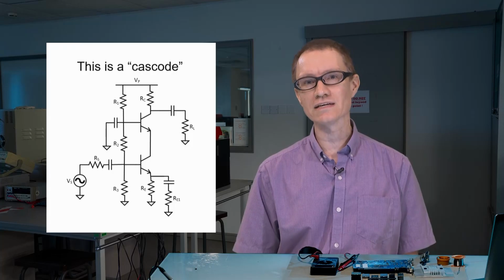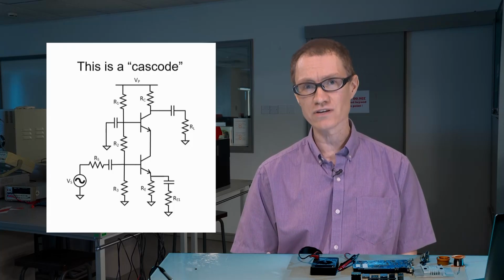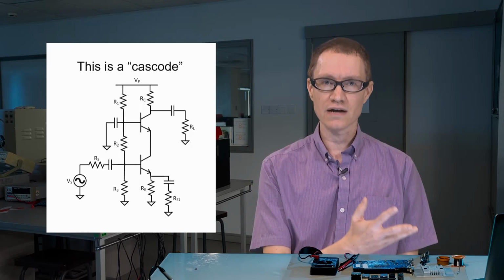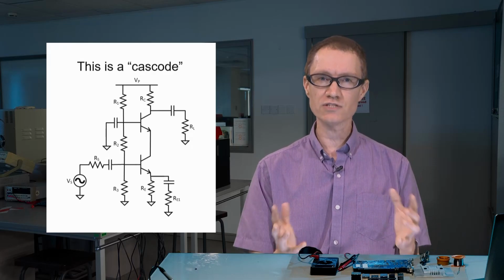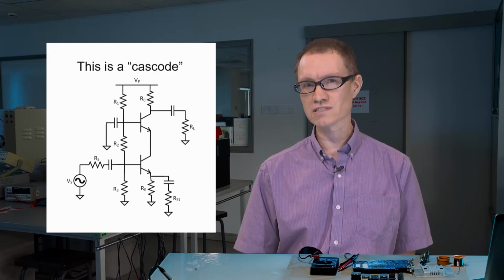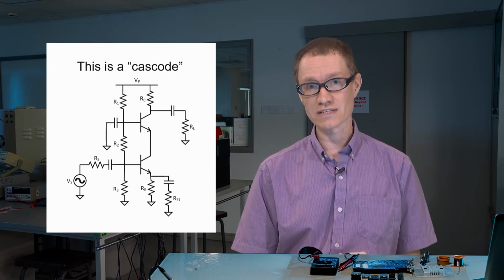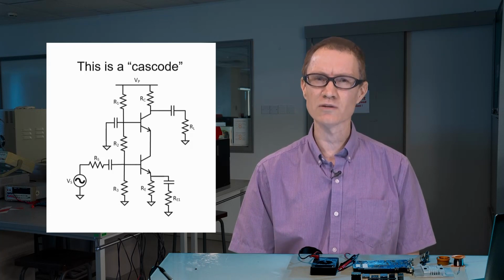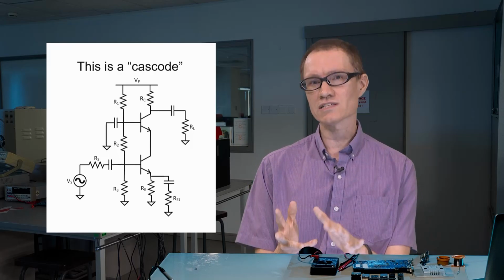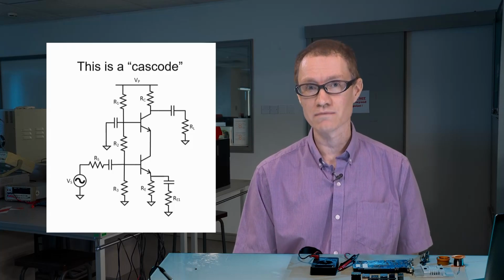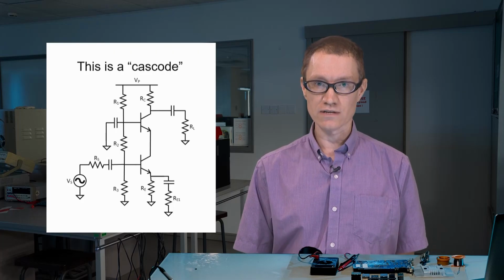It's basically a common emitter amplifier and then a common base amplifier. So these two together have the same function as a single common emitter amplifier, but the high frequency performance is a little bit better. When you use a cascode, you can get around the Miller effect. Let's go ahead and get started.